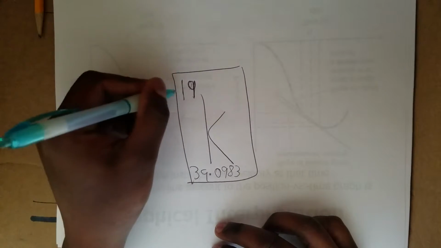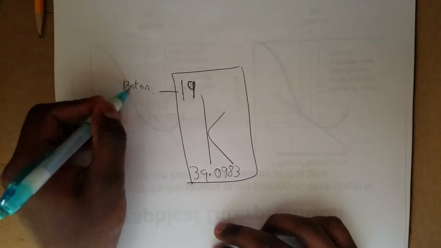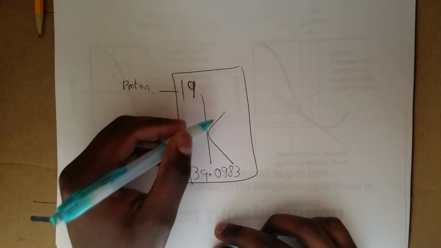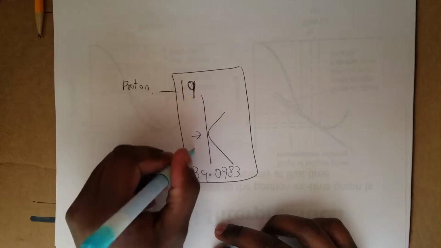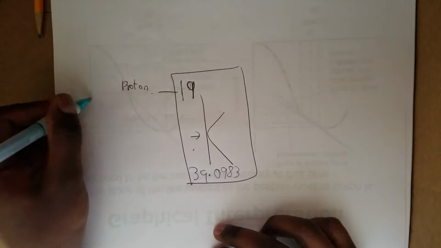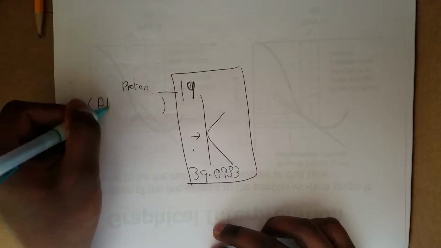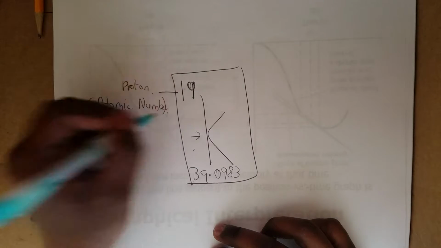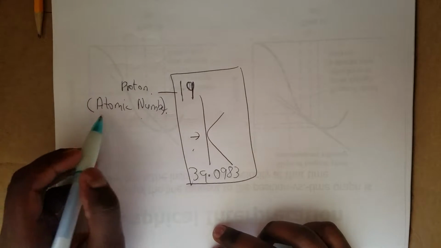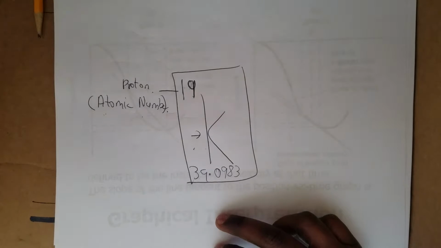So if an atom has 19 protons, it's significant because it tells you what type of atom it is. In this case, this is a potassium atom. The name given to this number is the atomic number, because it tells you what type of atom it is. The mass number tells you how heavy it is, something to do with weight. That's how you know the difference.